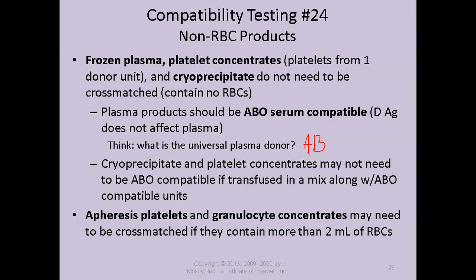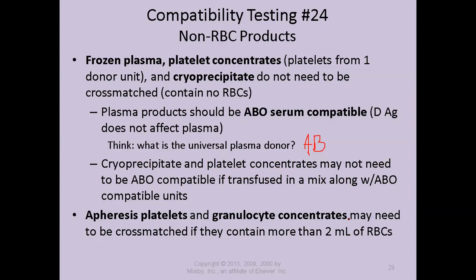Now, there are instances where cryoprecipitate and platelet concentrates may not even need to be ABO compatible if they're transfused in a mix along with ABO compatible units. So let's say we have a type A individual. We're giving mostly A platelets, but we need one more unit and we only have O. Give an O platelet along, that's fine.